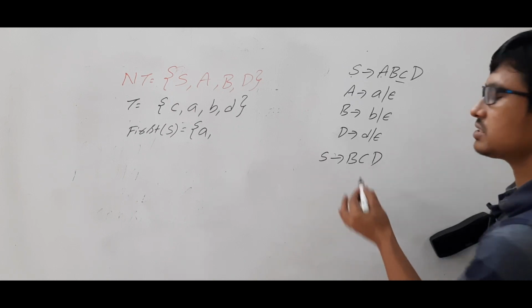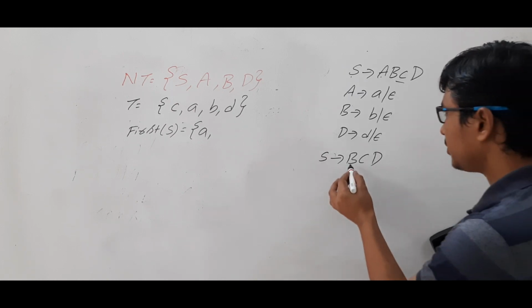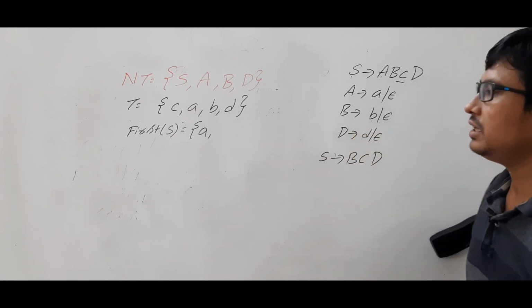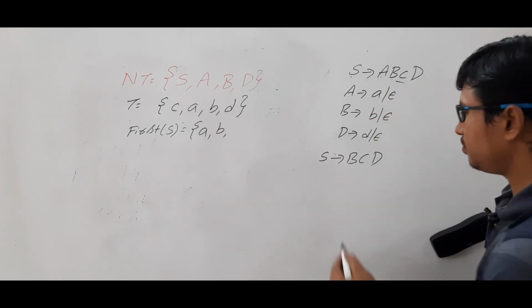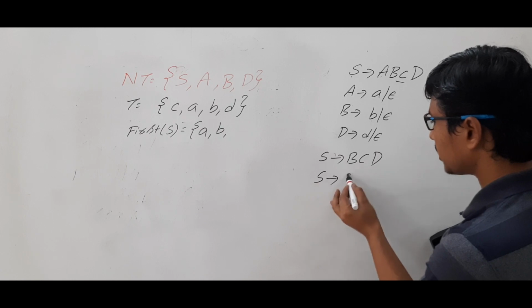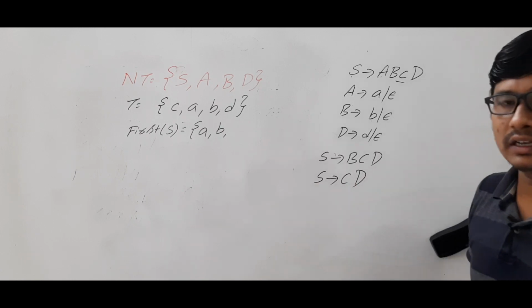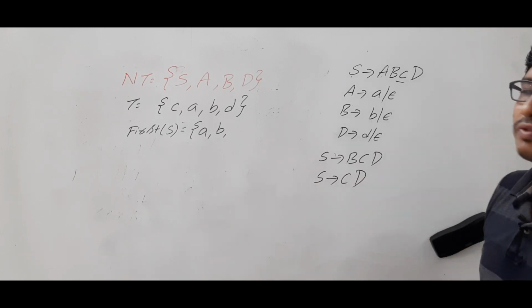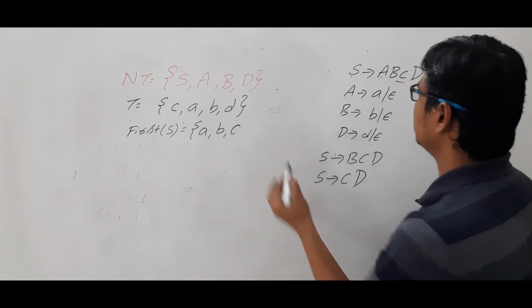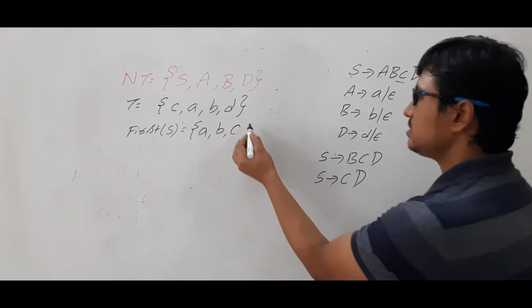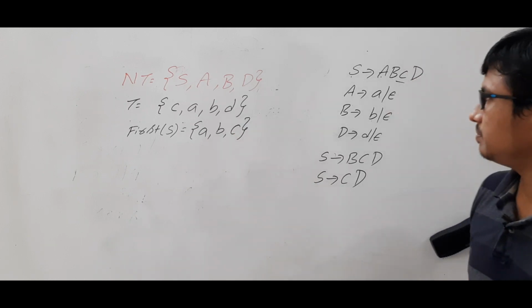So first of S will also consist of first of B. What is first of B? B comma epsilon. If I keep epsilon in place of B, I will get the production as C and D. So first of S is first of C, where C is a terminal, so you will get C. So first of S is A comma B comma C.